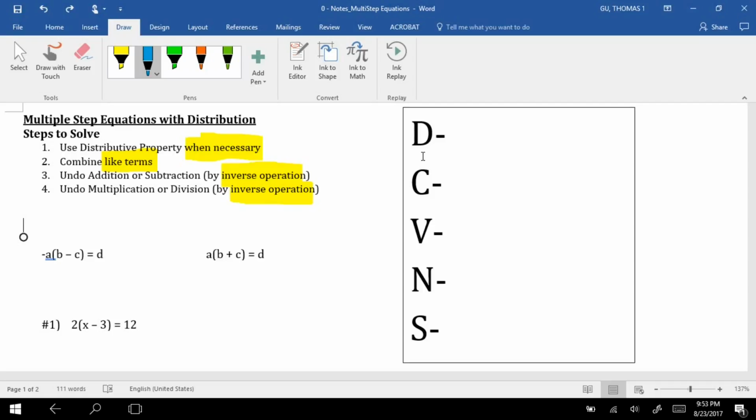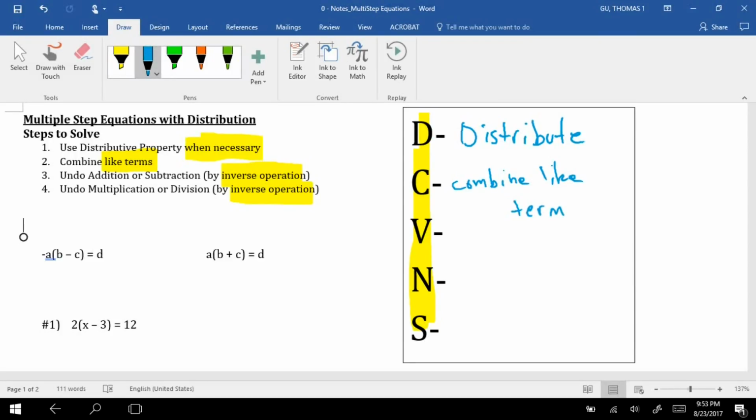So we got DCVNS. And what do these things actually mean? So we have that, dumpsters contain very nasty stuff. Just a hilarious, fun little thing we got here. But what does it actually all mean? D, can you guess? It means distribute, okay? C, what do you think the C means? Let's look to the left because there's actually some hints over there. It means combine like terms.